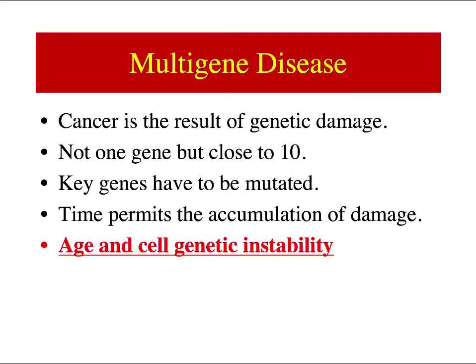Once damaged cells begin to accumulate in the body, they undergo more damage. So it's a self-fulfilling prophecy. And that leads to greater and greater genetic instability as the number of cells begins to increase.